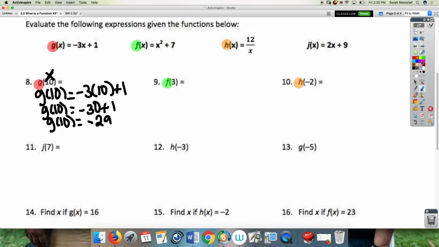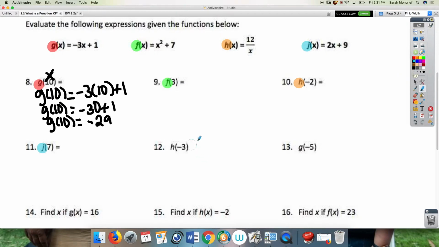Now let's look at the next one. We have h of negative 2. Are we going to use the first, second, third, or fourth function for h of negative 2? The third, because this one has an h and this one has an h. And for 11, let's look at j. So 11 gives us j of 7. Which function are we going to use? Fourth, because they both have a j.